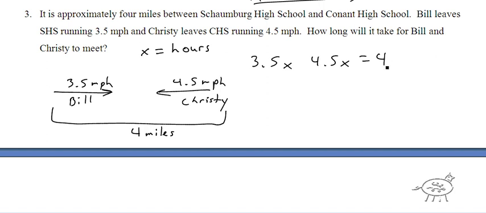Okay? Now here's the question. Is it addition or is it subtraction? They're running towards each other. A lot of times people like to think it's subtraction. But think about it. If they're running towards each other, aren't they running towards each other at a speed of 8 miles per hour? Don't you guys agree with that?